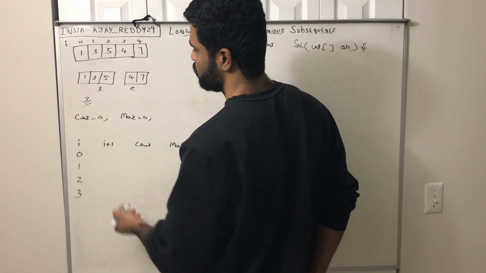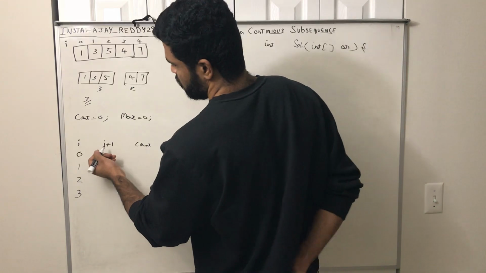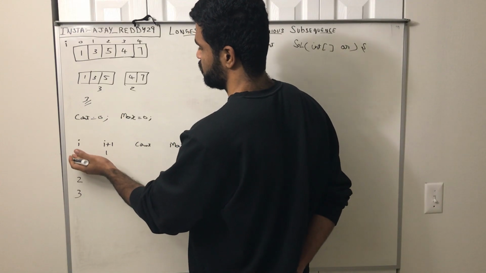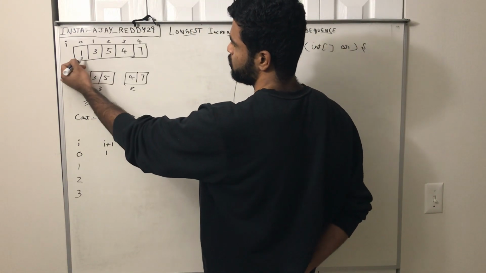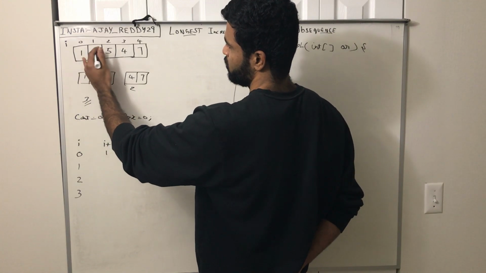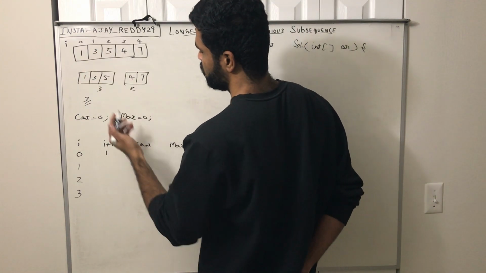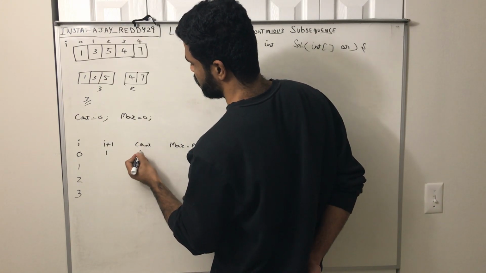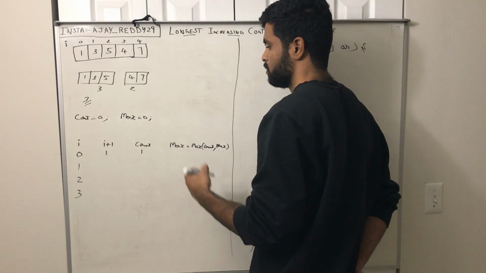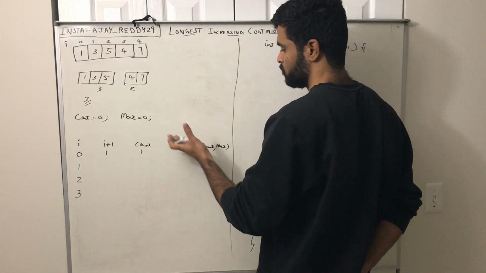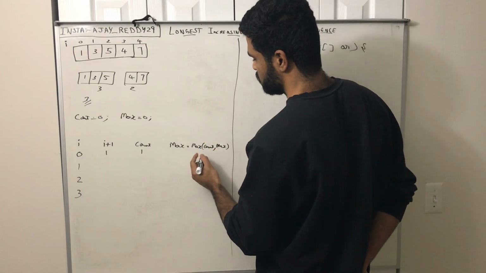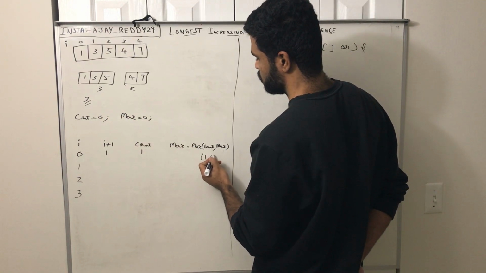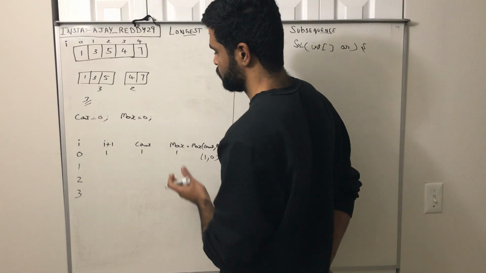First, when I is equal to 0, I plus 1 would be 1. So I will compare the ith element and the I plus 1 element, which is 1 and 3. 1 is less than 3, so that means it is in increasing order. So I will increment the count by 1. Currently count is 0, so it will become 1. Now I'll get the max value. Max value is max of count and max. So max of count 1 and current max value 0 is nothing but 1. Okay, now I got the max value.